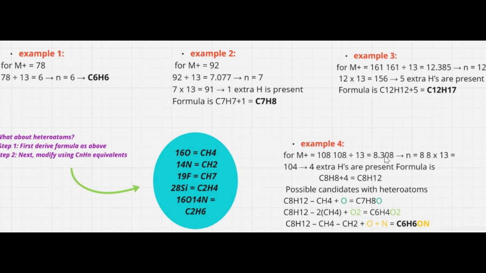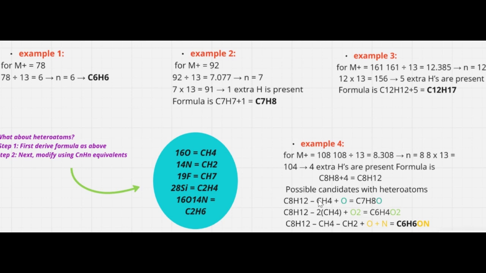So also, when we have to add any heteroatom apart from carbon or hydrogen, we have to subtract the equivalent mass from the formula. For example, if you want to add oxygen to this formula, C8H12, we need to subtract CH4. Why? Because the atomic mass of oxygen is 16, and we can subtract 16 by subtracting one carbon, which has a mass of 12, and 4 hydrogens, which have a mass of 4. So 12 plus 4 is 16. So in order to add oxygen, we need to subtract 16 from this C8H12.